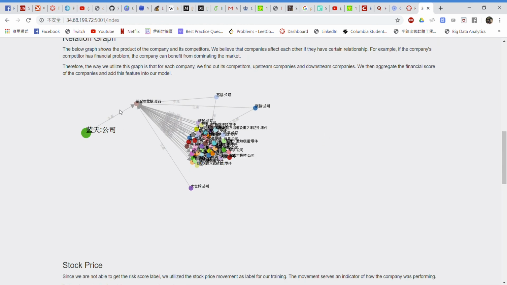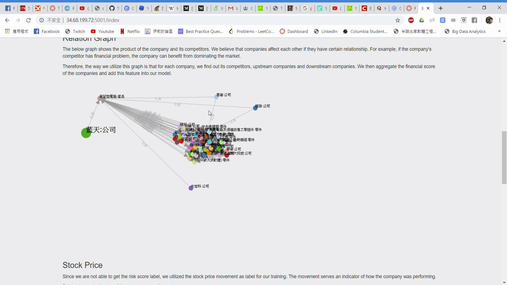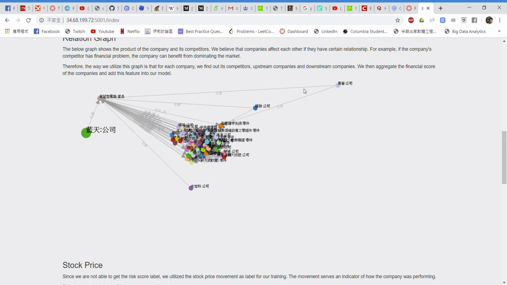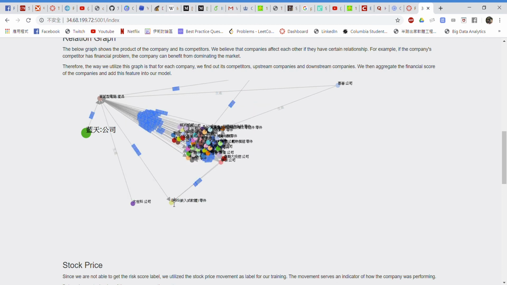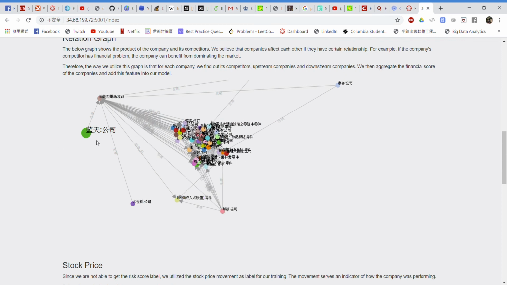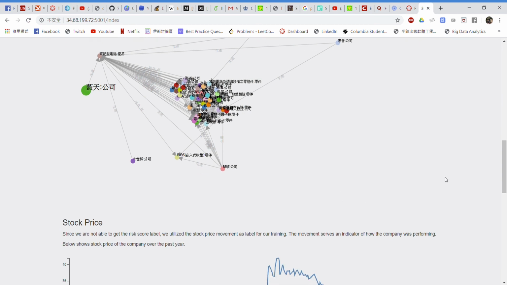So you can see this company produced this laptop, and you can see all the other companies that produce the same product. You can find it is also produced by us. And the label shows it is produced, or this company is also producing this. So these will be the company's competitors.